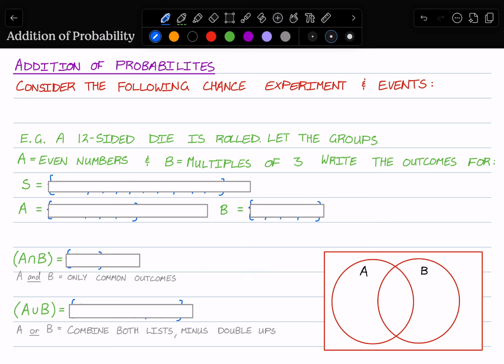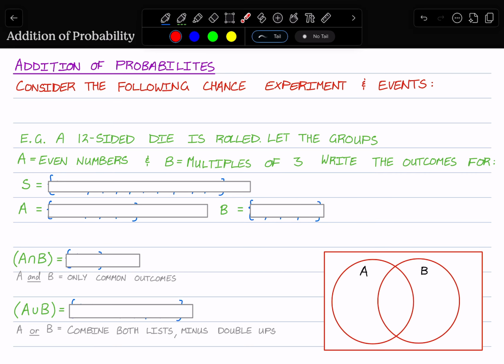Hello class, this is a video tutorial on the addition of probabilities. To understand this, let's consider the following chance experiment and events. Our chance experiment is a 12-sided die being rolled, with event A being even numbers, and event B being multiples of 3.